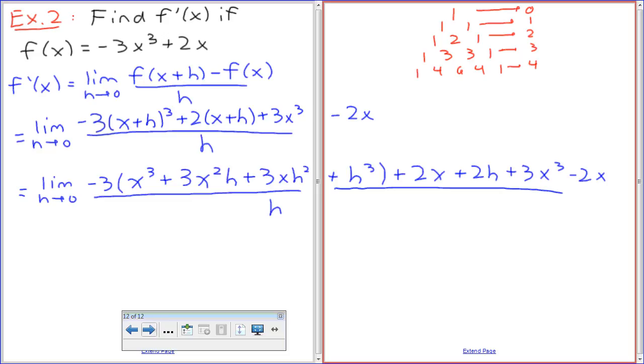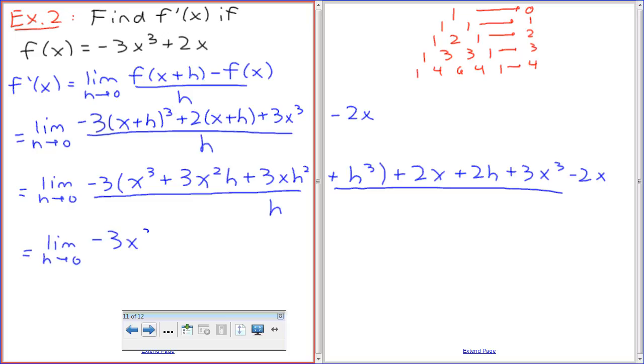All right. Chris, can you neaten up the top for me, please? Okay, so I don't know if it's neatening, but negative 3x cubed minus 9x squared h minus 9xh squared minus 3h cubed plus 2x plus 2h plus 3x cubed minus 2.